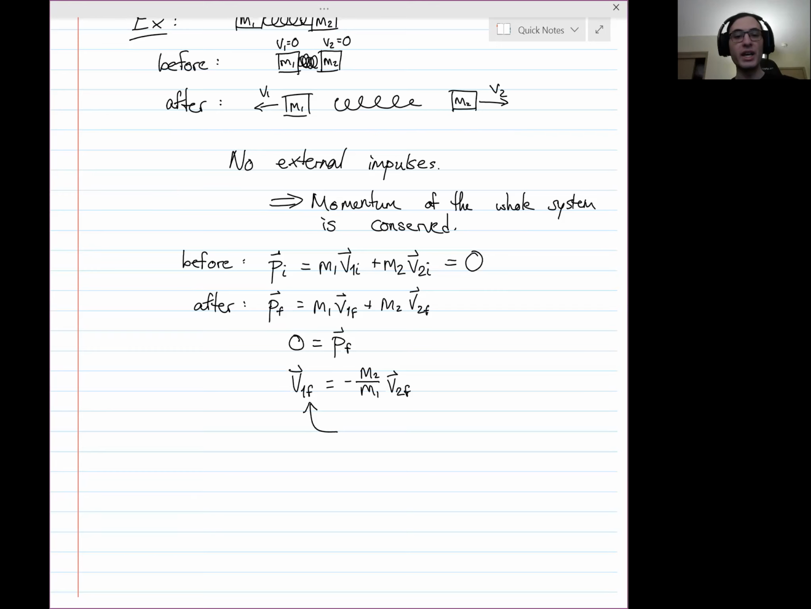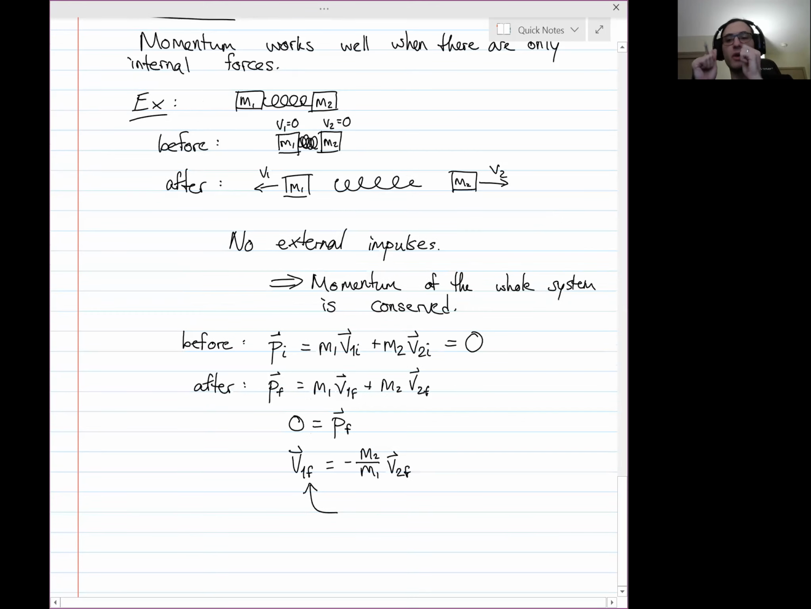This, by the way, is an example of a collision. You have two objects interacting and then they're bouncing off each other. This is a simplified collision, but it is a collision. And so from just that alone, we didn't have to know anything about the spring. We can learn stuff about the velocity of one of the blocks given the velocity of the other block.